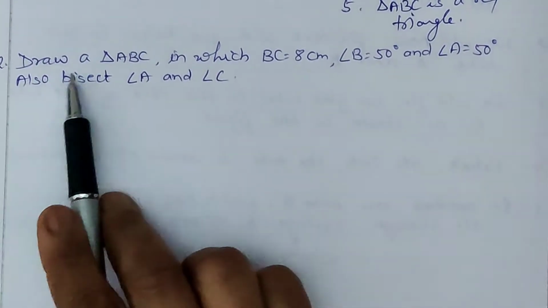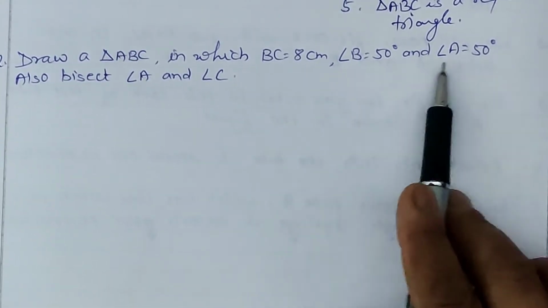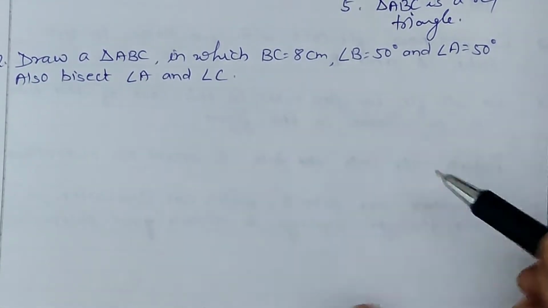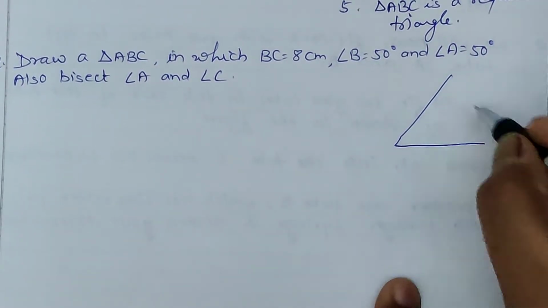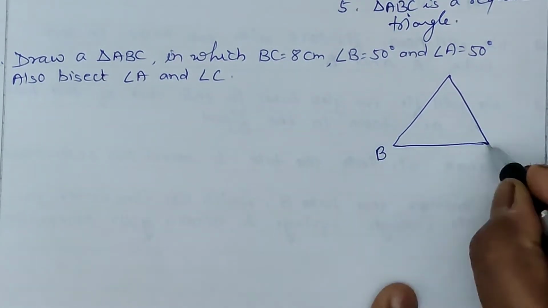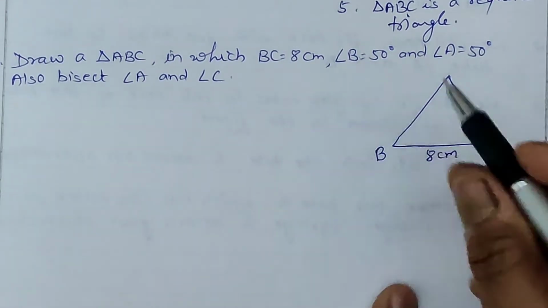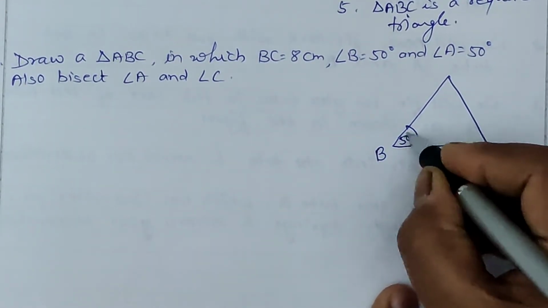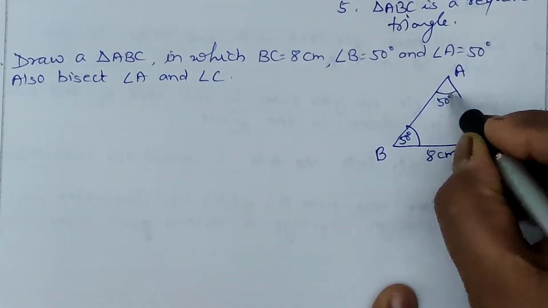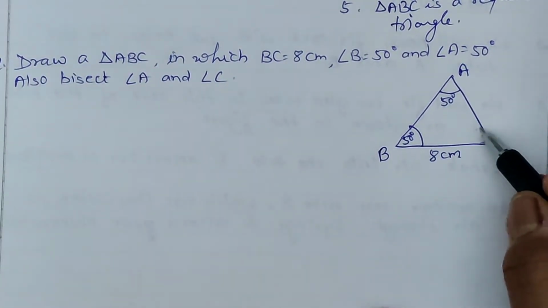Now question number 2 is, draw a triangle ABC in which BC equal to 8 cm, angle B 50 degree and angle A 50 degree. Also bisect angles A and C. First make the rough figure. Given that BC is 8 cm, first we have to draw the line segment BC 8 cm. At B, make an angle 50 degree. This is the point A, angle A is 50 degree. But we have to draw the angle C. So first we have to find the angle C.